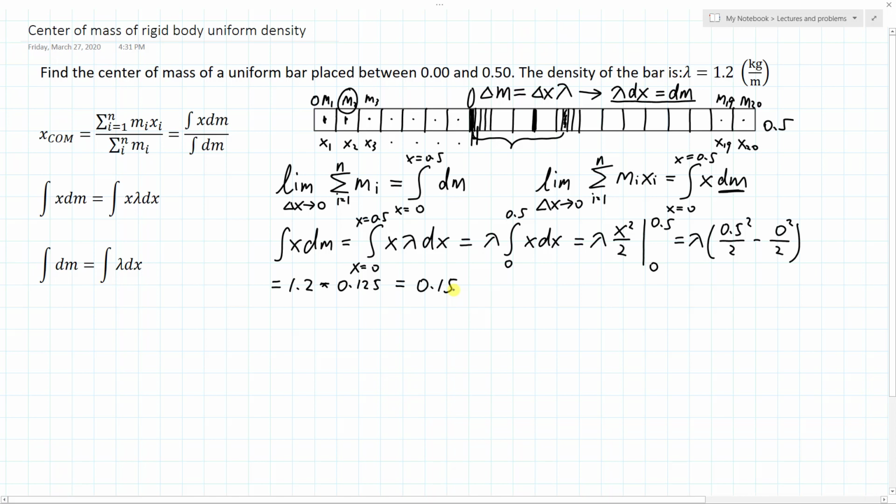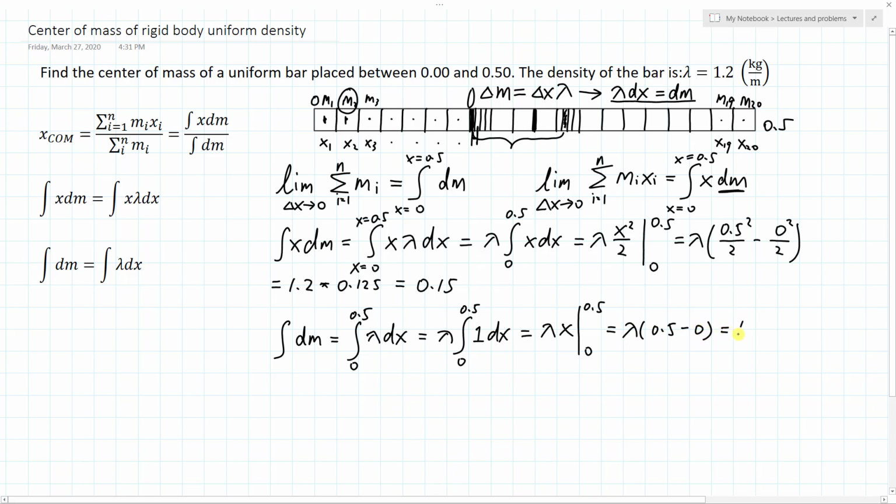And now let's move on to the next part, which is finding the total mass. This is pretty obvious. Total mass is 0.6 kilograms, but let's find it anyway. So dm, and we'll convert the dm into lambda dx, and we know we start from 0, we end at 0.5. Lambda is constant, pull it out. So now we have just 1 dx. We're asking the question, after differentiation, something turns into a 1. What is that function? That must be an x, so lambda x. And we evaluate at 0 and also at 0.5. So this gives us lambda times 0.5 minus 0. So that is 1.2 times 0.5, which is 0.6.